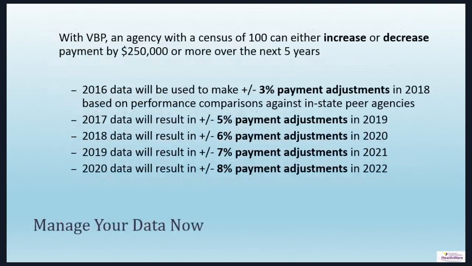Okay, now here's some numbers that are not new, but I wanted to share them with you just the same to keep our focus. Based on a census of approximately 100 patients, an agency can increase or decrease their reimbursements by $250,000 or more over the next 5 years.